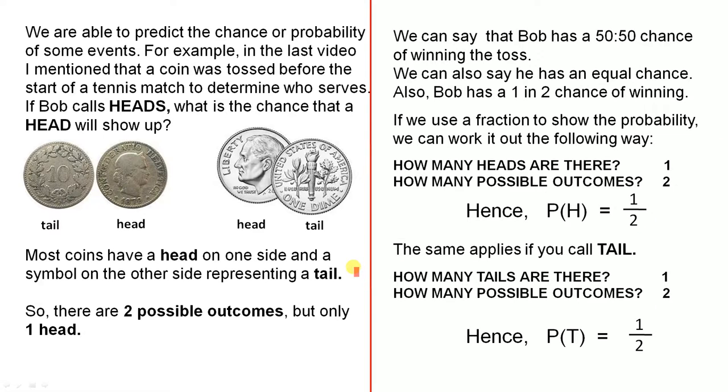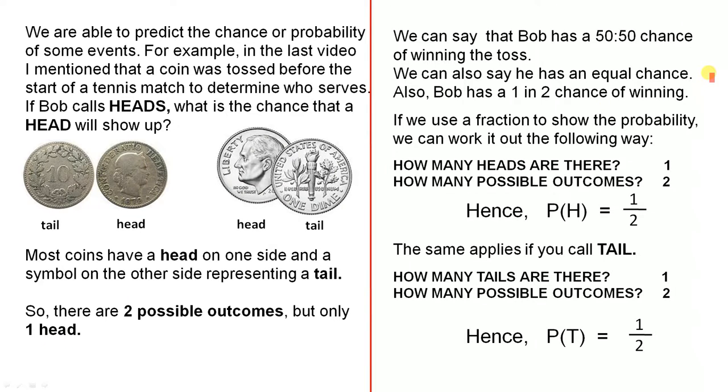Most coins have a head on one side and a symbol on the other side representing a tail. And here are just two examples of coins. There's a head and that's the tail. That's a head and that's a tail. So there are two possible outcomes, but only one head. So the two possible outcomes are head or tail, but there's only one head.